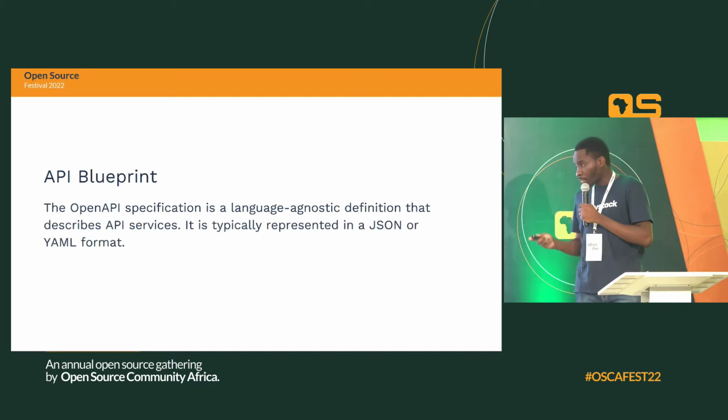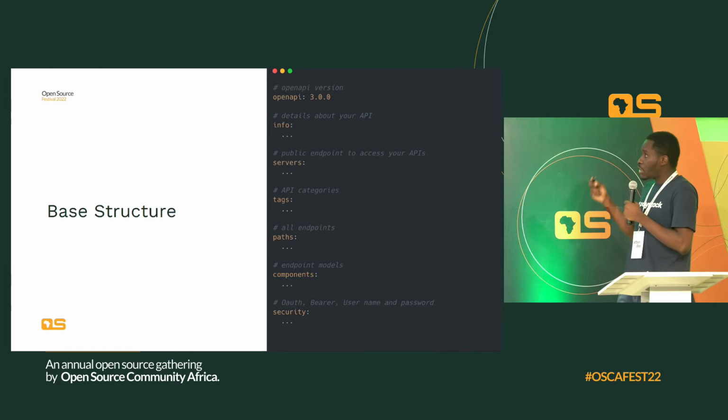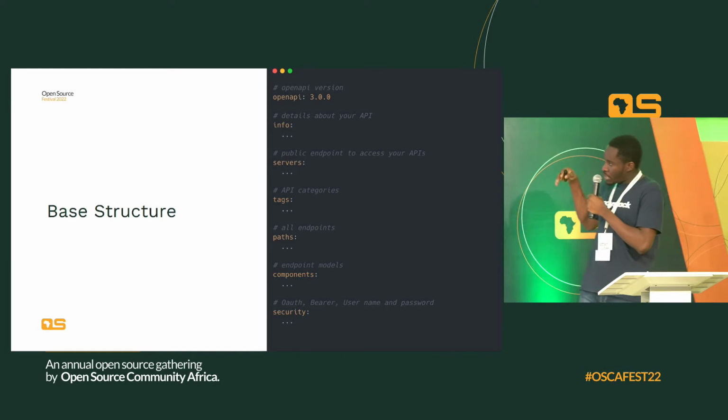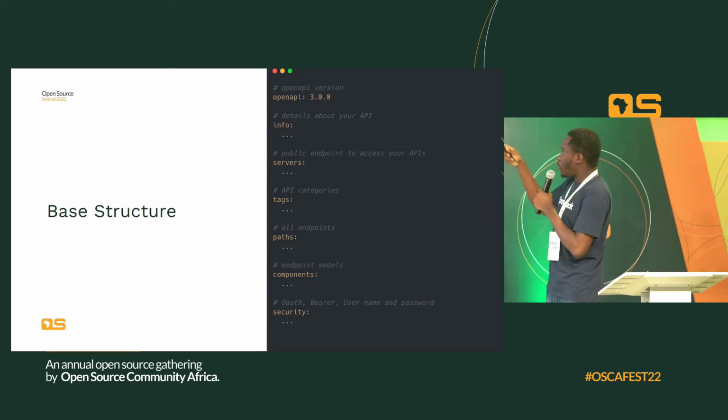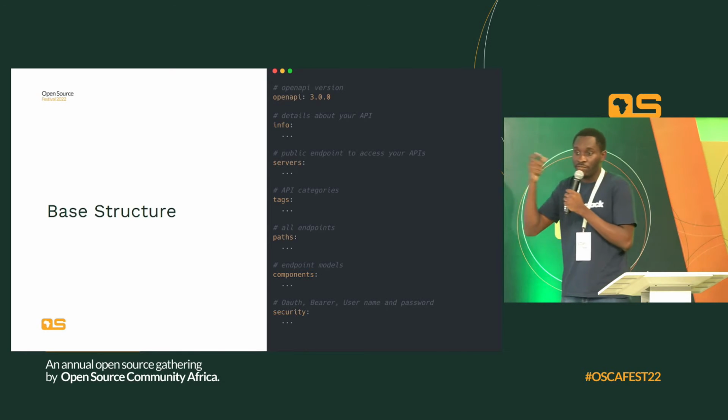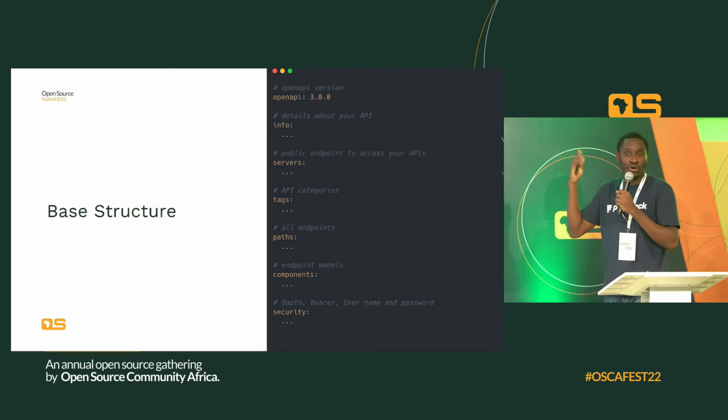The next thing is, what does it look like? OpenAPI basically has this tag, this is the YAML format, by the way. It has the openapi key to denote the version. There's a 2.0 version, which is popularly called Swagger.